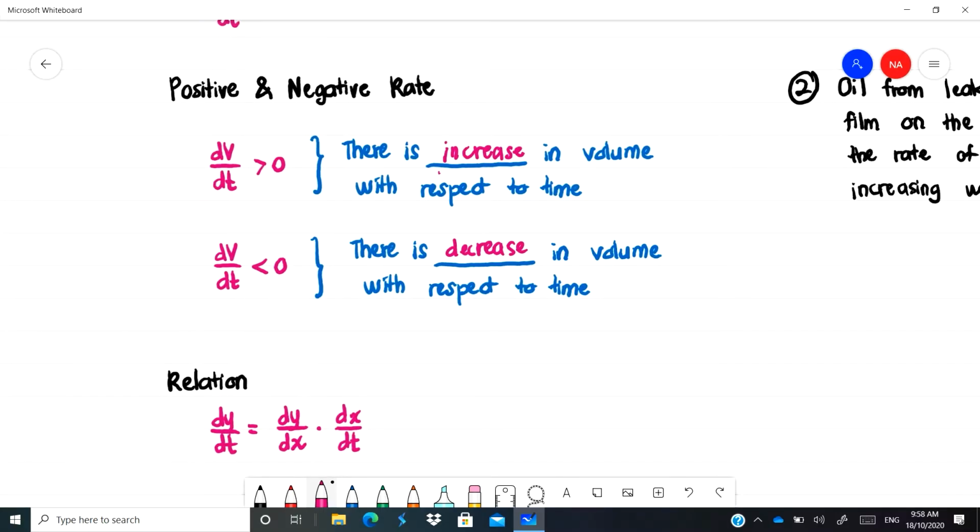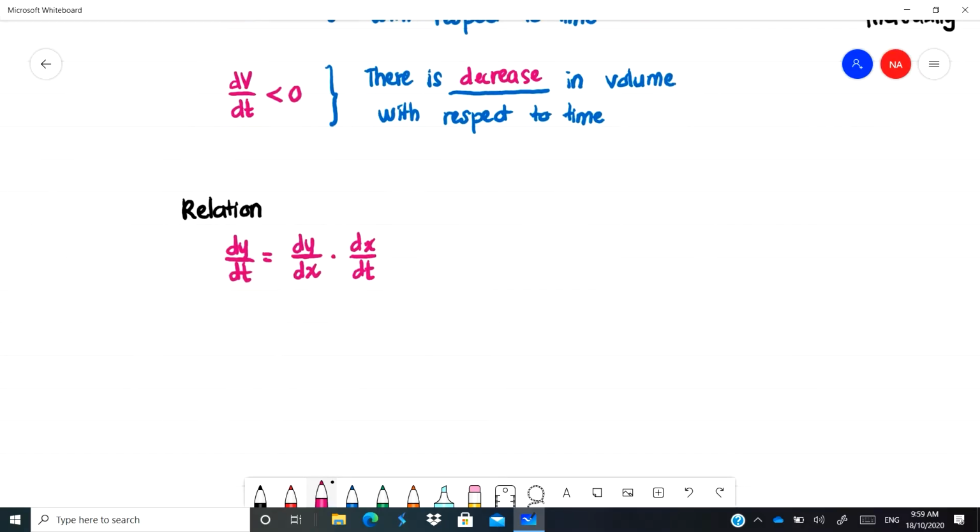So that's what it means by positive or negative. So be careful when you have the questions. If it's talking about the change is increasing, then dV over dt should be positive. If the volume is decreasing, then dV over dt should be negative. And then we can make a relation, for example, we want to have dy over dt. Firstly we can relate it to dy over dx, multiplied together with dx over dt. You have to multiply it because we cancel the dx, and we will have dy over dt. So that's the relation.